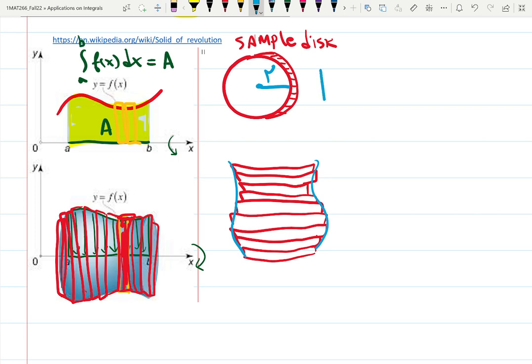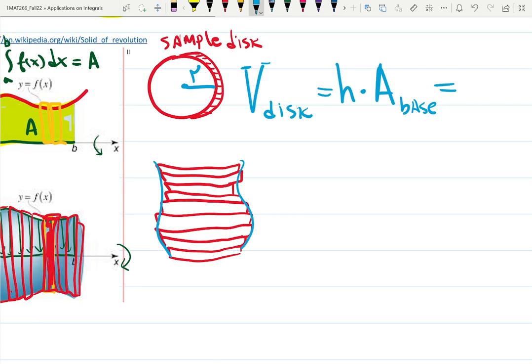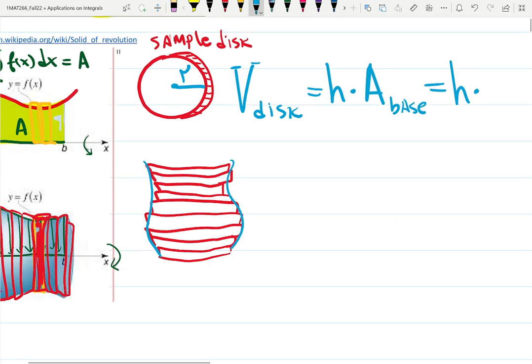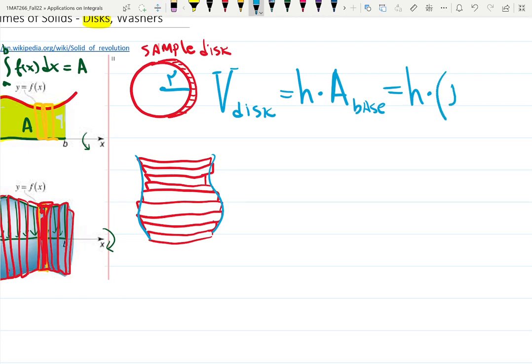We need to find the volume of the sample disk. The volume of the sample disk will be the height, or width, of this disk times the area of its base. The base is a perfect circle. So height will stay as h, and then how do we find the area of the circle? Who remembers the formula? Pi r squared. That's the area of the base. We know the radii will be different, all the radii will be different, so we're going to use that in the formula.